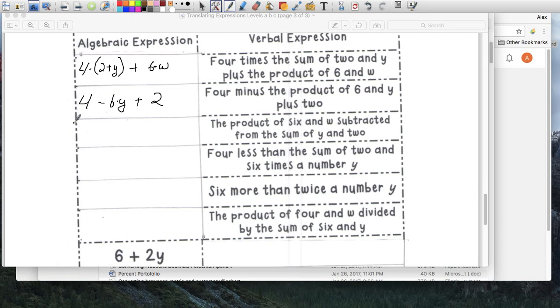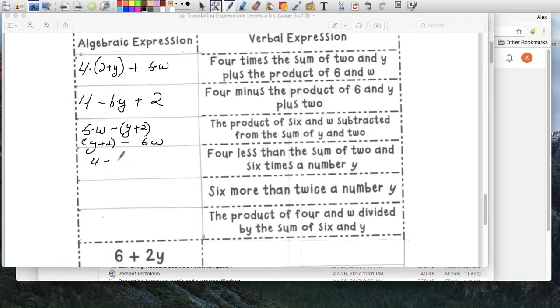The product of 6 and w, so product means multiplication, 6 times w, subtracted from the sum of y and 2. Y and 2. The sum, I'll protect that with the parentheses. And then because subtracted from is turnaround, it's just going to be y plus 2 in parentheses minus 6w.